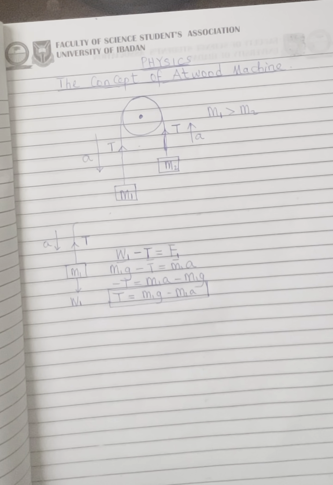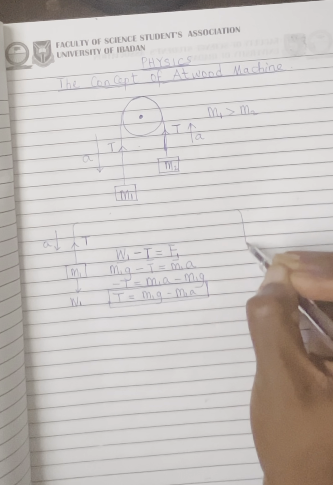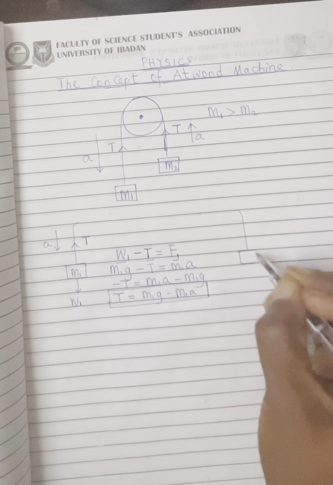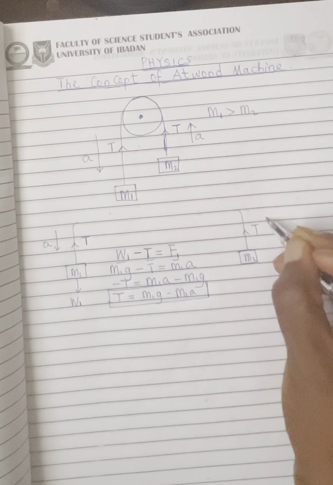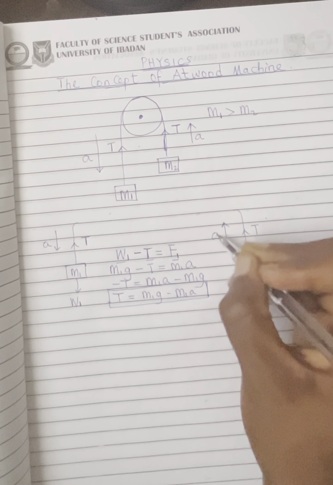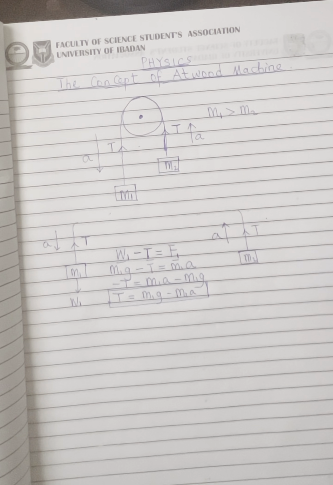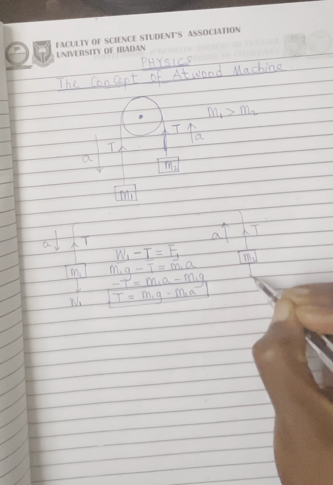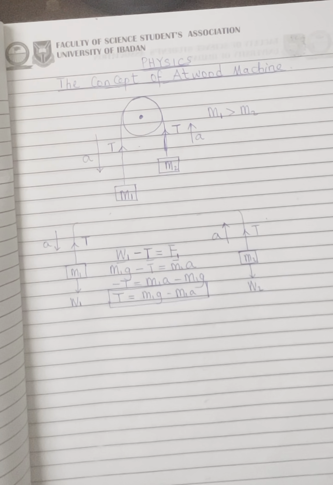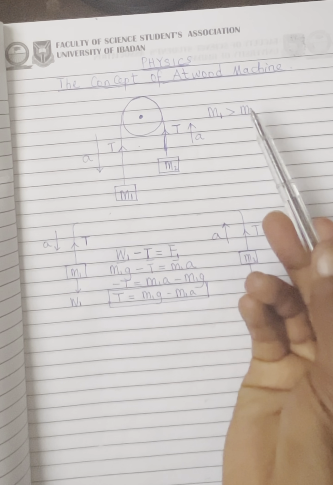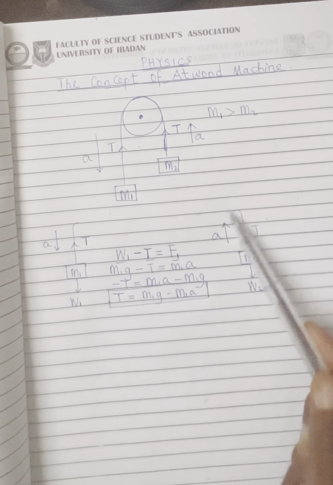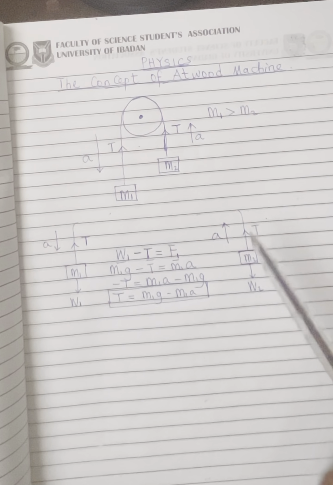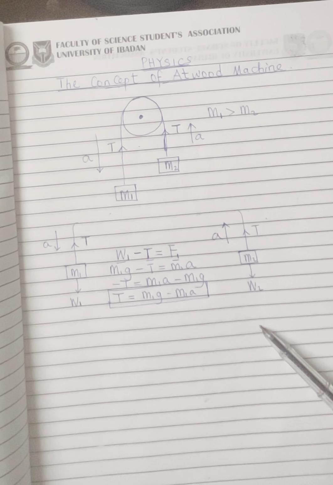I'll draw the free body diagram of M2. Remember that the body accelerates upward because M1 is greater than M2. The weight of the body is acting downward. Now, for the body to accelerate upward, it simply means the total forces acting in the upward direction are greater than the total forces acting in the downward direction.